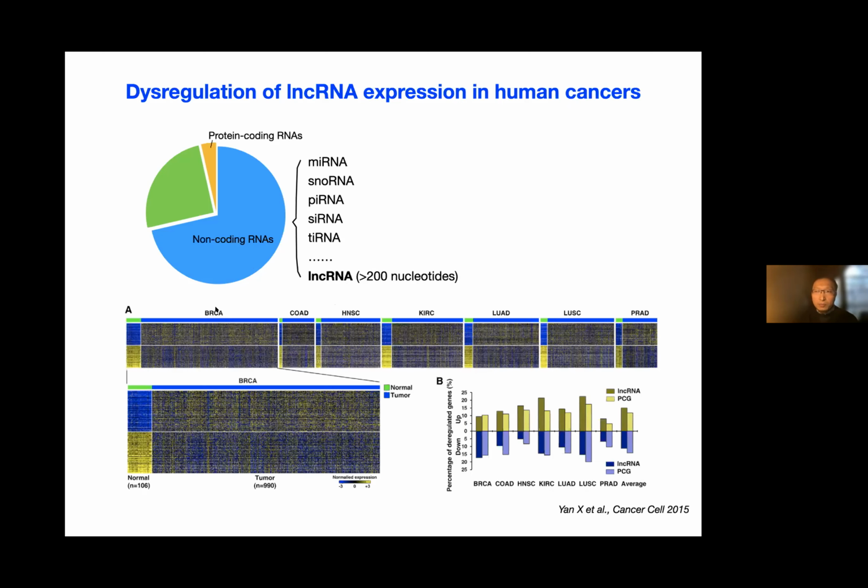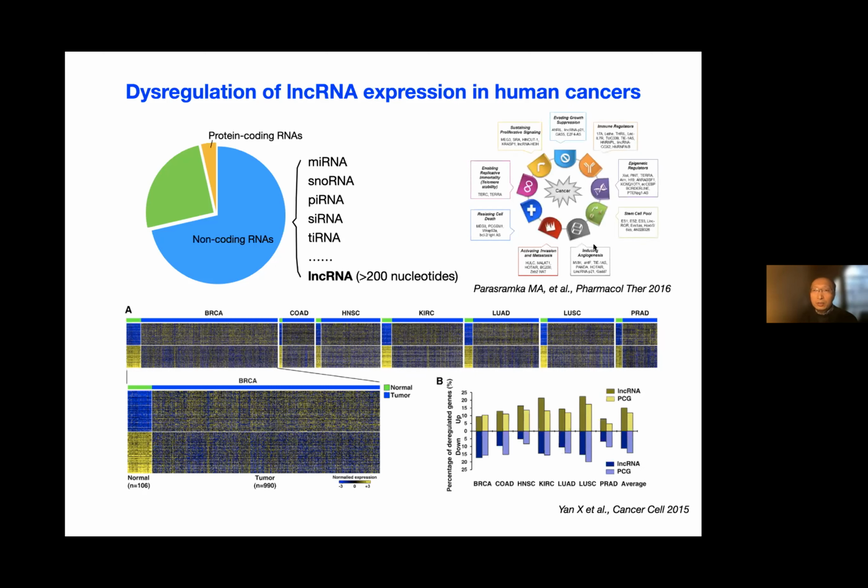From the gene expression data, you can see that in human cancers, the non-coding RNA is highly dysregulated. The number of dysregulated non-coding RNAs is comparable to that of the protein-coding RNAs. Recent studies show these non-coding RNAs play a very important role in cancer biology. So we asked an important question: whether hypoxia can control the non-coding RNA in breast cancers.